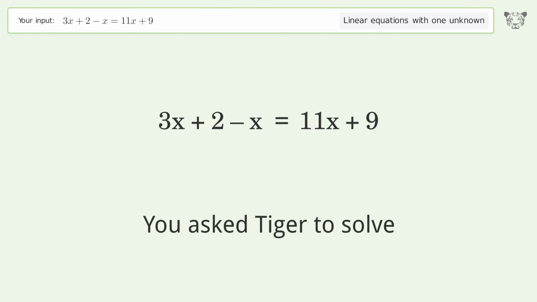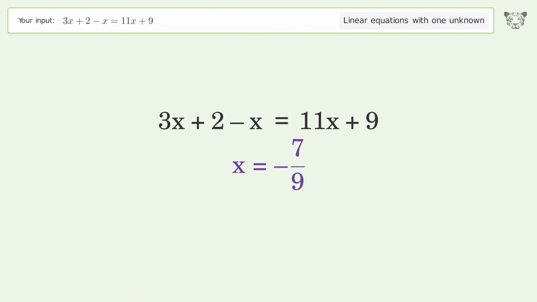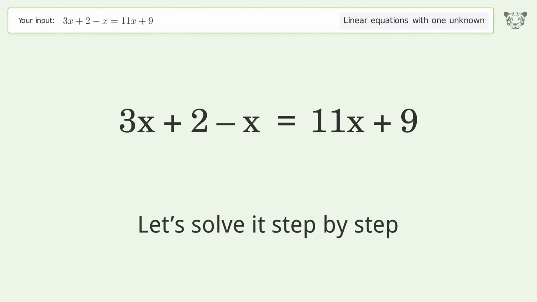You ask Tiger to solve. This deals with linear equations with one unknown. The final result is x equals -7/9. Let's solve it step by step.